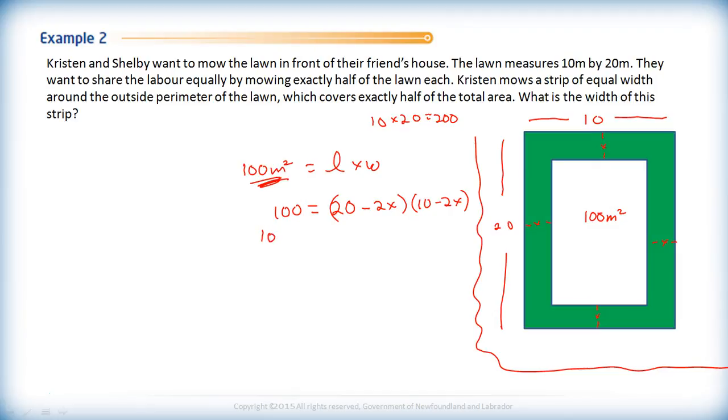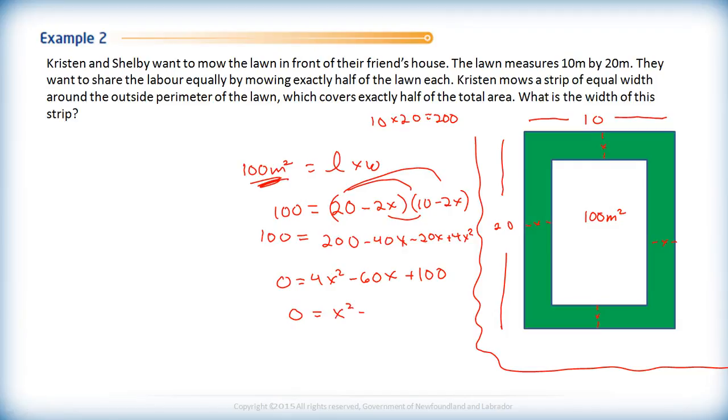Alrighty, so we're going to have 100 equals 20 by 10 is 200, and 20 by 2x is negative 40x. 2x by negative 2x by 10 is negative 20x. 2x by 2x is plus 4x squared. So cleaning this up, we've got 4x squared minus 60x, and then 200 minus 100 is plus 100. And all of that is divisible by 4. So if we divide everything by 4, we make this equation a lot simpler. And we have 25. So are there two factors of 25 that add up to negative 15?